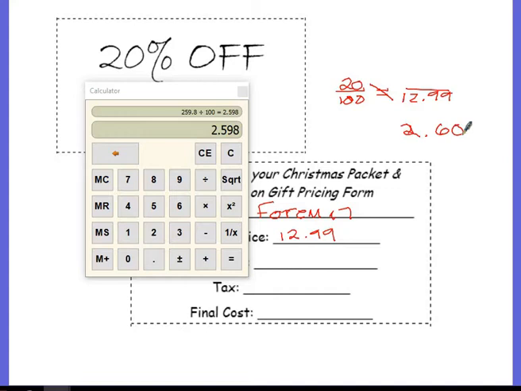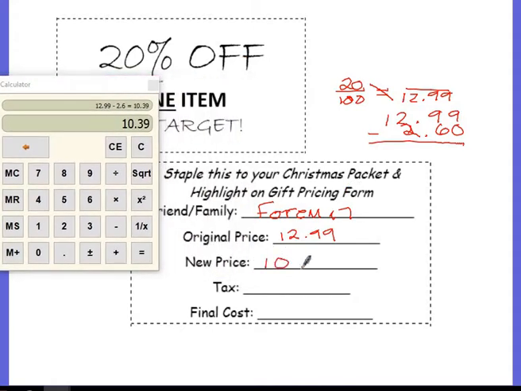260. How did I get 260? Why did I round? Because money is only 2 decimals. Am I only paying 260 for my yodeling pickle? No. What does 260 tell me? It's the change. That's how much I get to take off. So I'm going to subtract $12.99 minus $2.60. That's going to give me my new price. $12.99 minus $2.60. I get $10.39. So my new price of the pickle is $10.39.